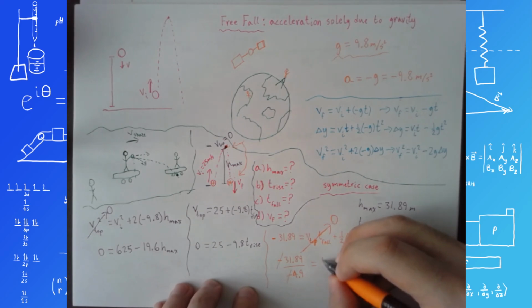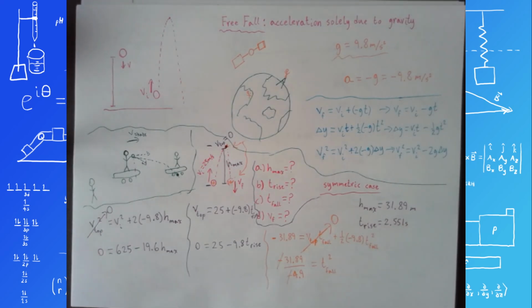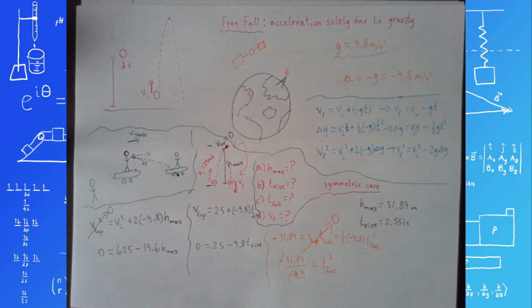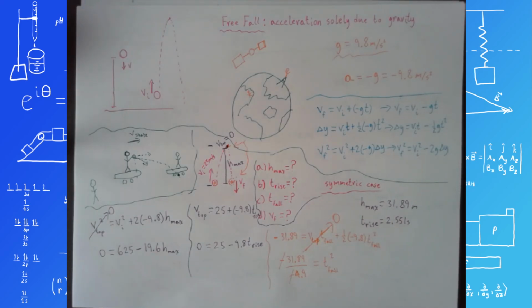After all, whatever this ratio is, it's supposed to be equal to t fall squared, and we can't really take the square root of a negative now, can we? So if you did this and you got a negative over here, that would have been your hint that you probably forgot to add on a negative sign for your delta y. Something to be very careful about.